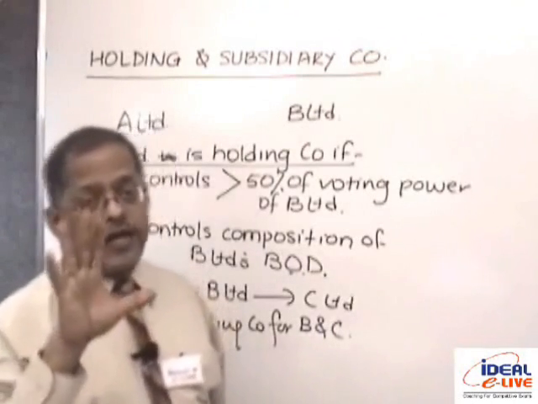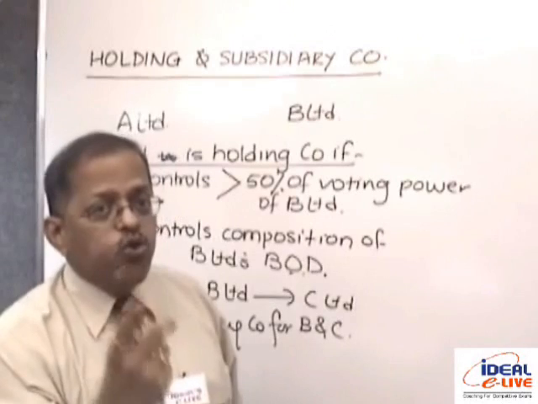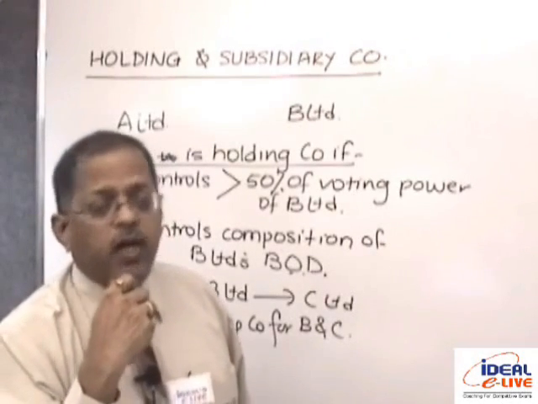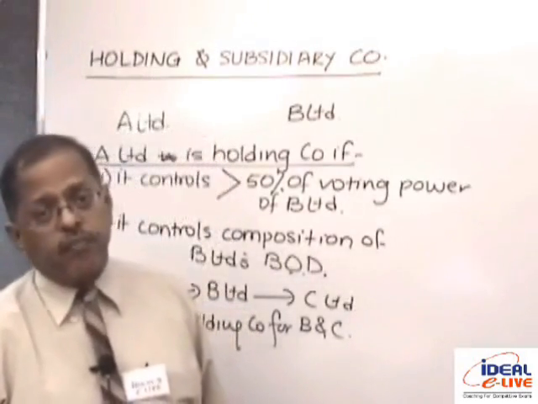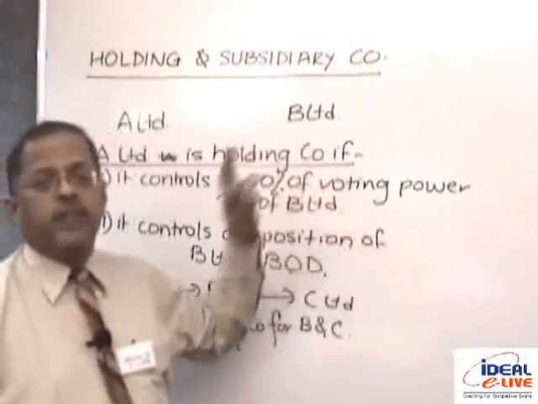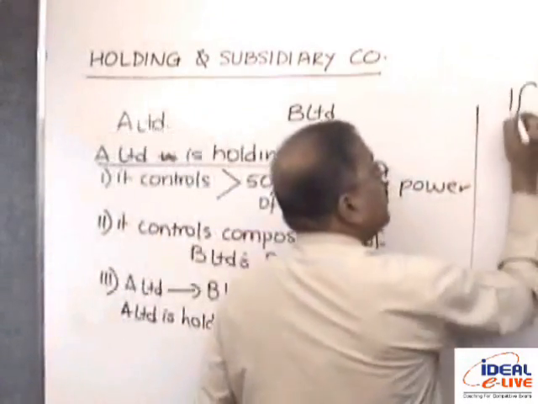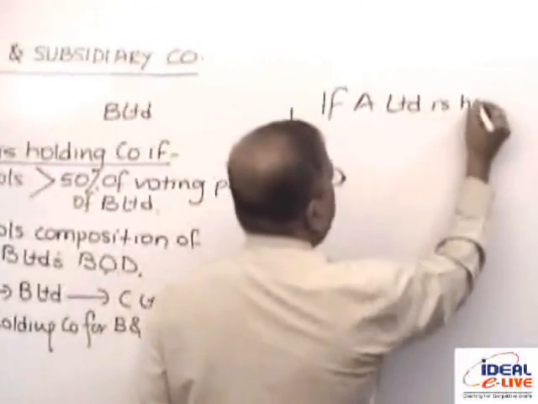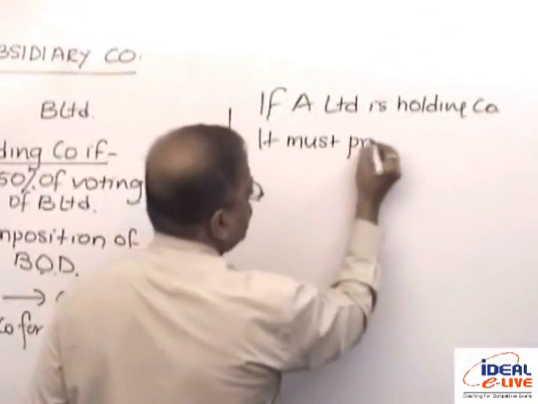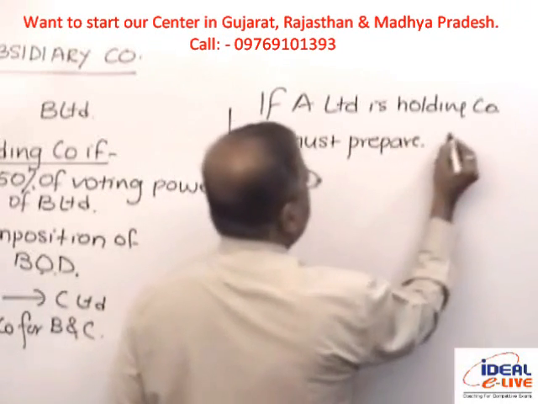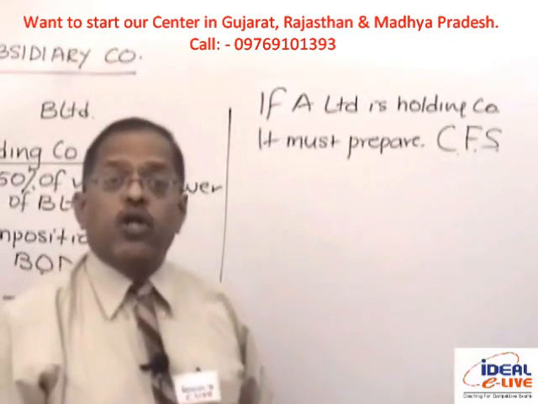So a company will be called a holding company, number one, if you are holding voting power of more than 50%. Number two, you have control over the board of directors of the other company. And number three, you are holding shares of a company which again is holding shares in another company. So in three situations, your company is called a holding company. And if A Limited is a holding company, it must prepare consolidated financial statement. Consolidated financial statement, CFS.